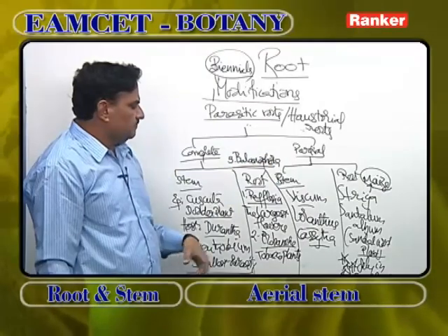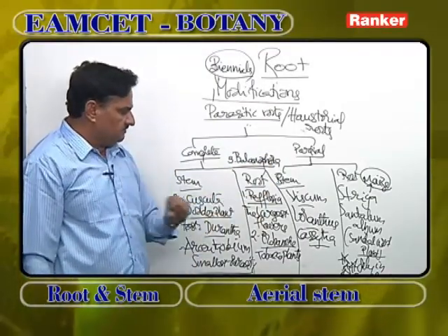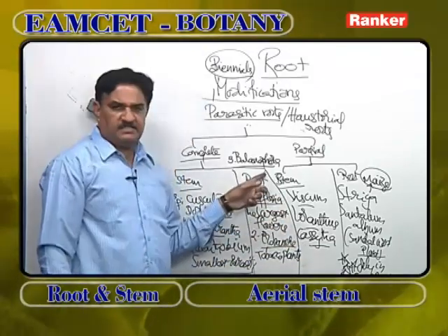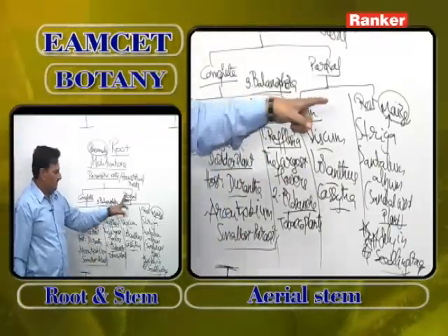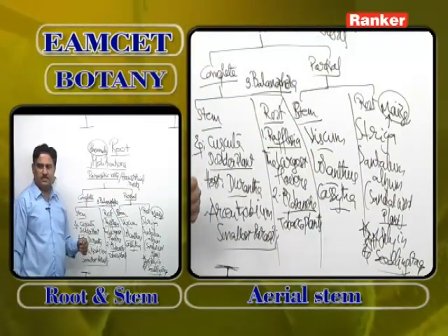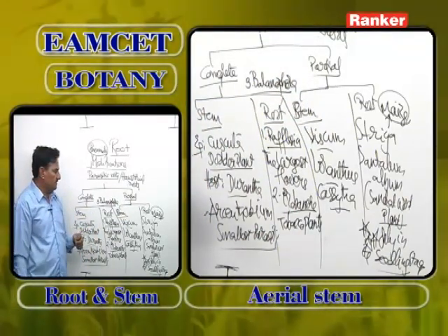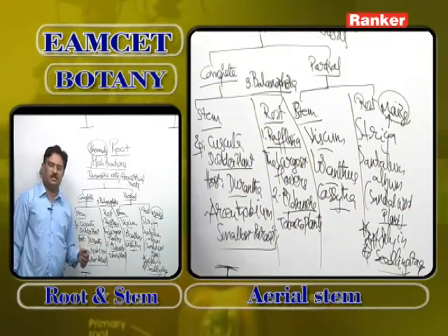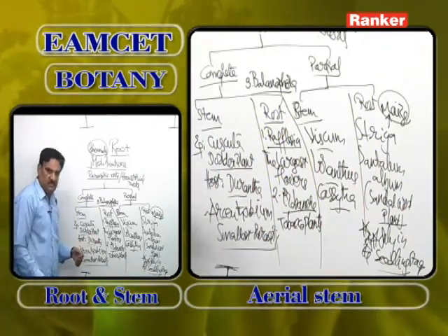Then partial parasites. Partial stem parasites: Viscum, Loranthus. Viscum and Loranthus are partial stem parasites. Partial root parasites: Striga, which grows only on maize plants, and Santalum album, the sandalwood plant, which is a partial root parasite only in its seedling stage.